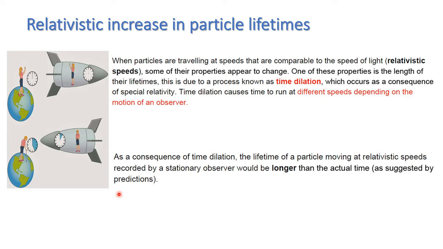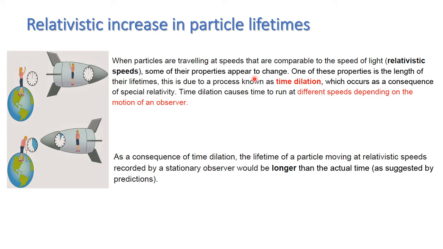First, we look into relativistic increase in particle lifetimes. This happens when particles travel at speeds close to the speed of light, where the relativistic effect comes in and some of the properties change. That is what we have learned as the relativistic effect. When a particle travels close to the speed of light, it increases its mass because the energy converts to mass.